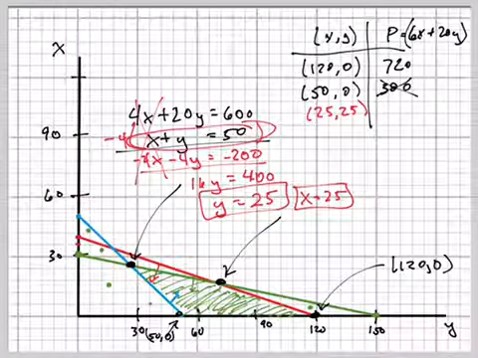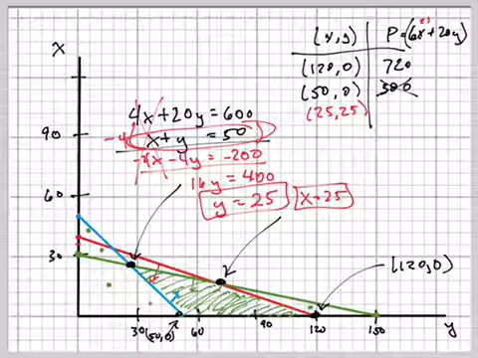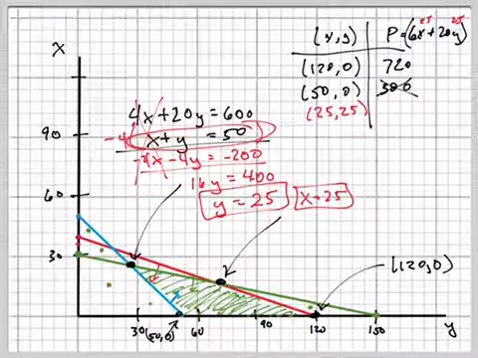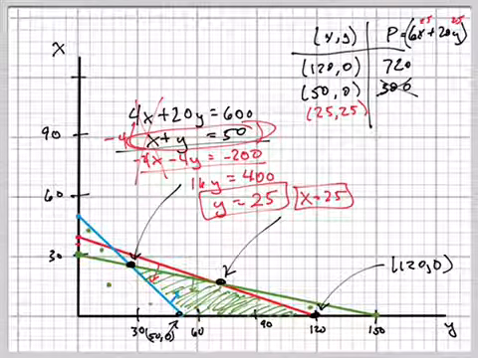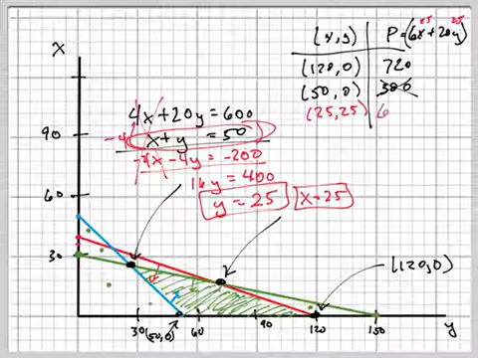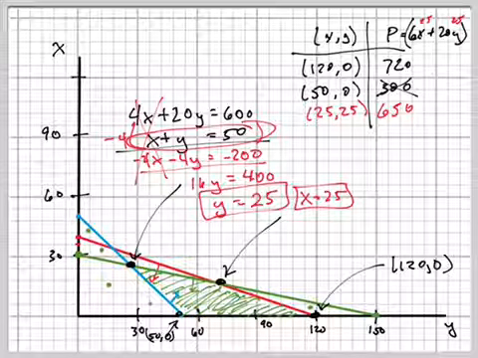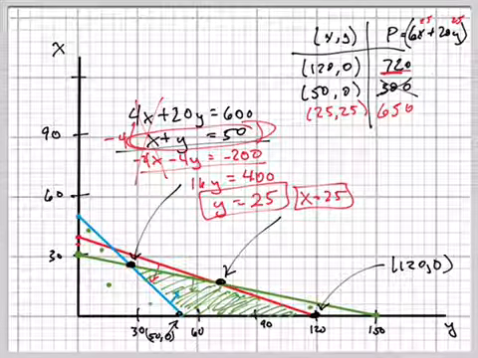And what would the profit be? Plug in 25 here and 25 there. Figure out what your profit would be. Let's see, what is that? 150 plus 500. Is that right? 650. 650 is not bigger than 720. So that wasn't the right answer.